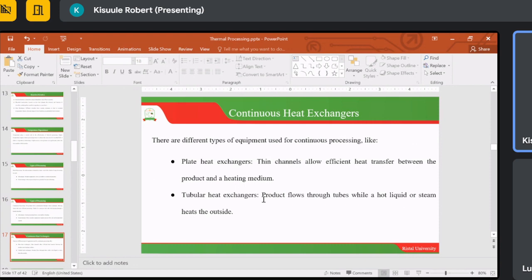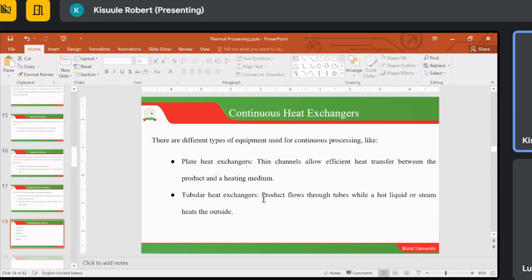There are also different types of equipment used for continuous processing, like the plate heat exchangers. These are thin channels that allow heat to be transferred between the product and the heating medium. Then there are also the tubular heat exchangers, where the product flows through tubes while hot liquid or steam hits the outside.